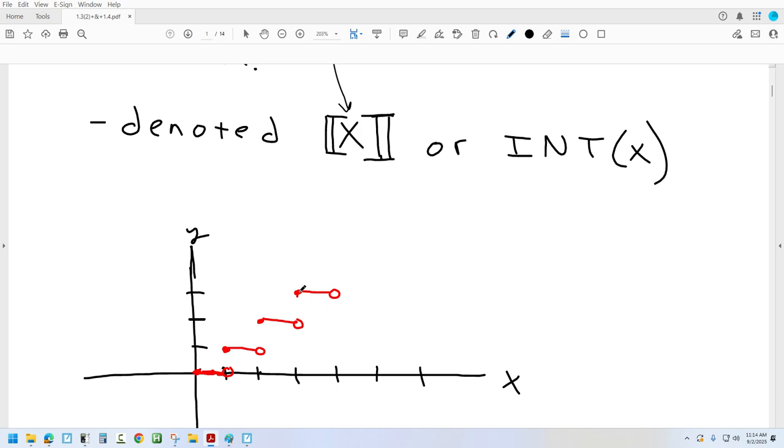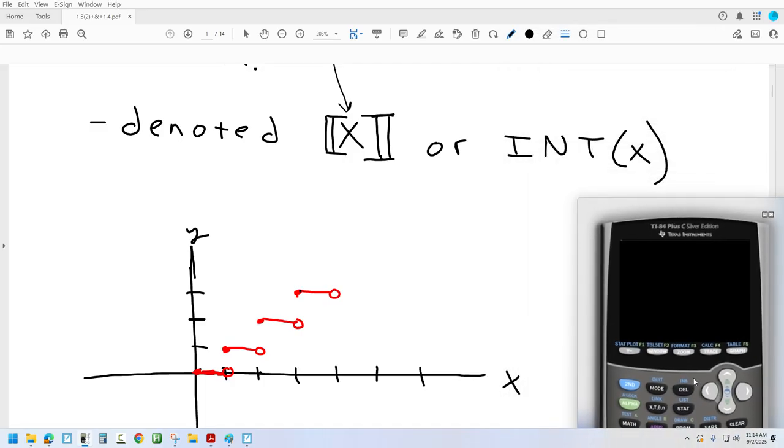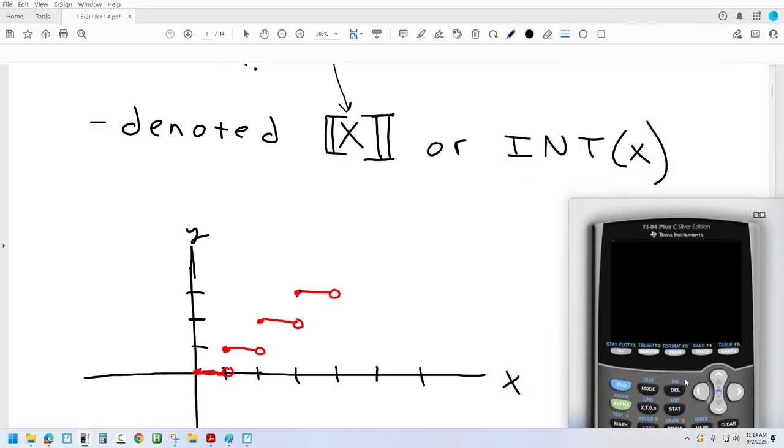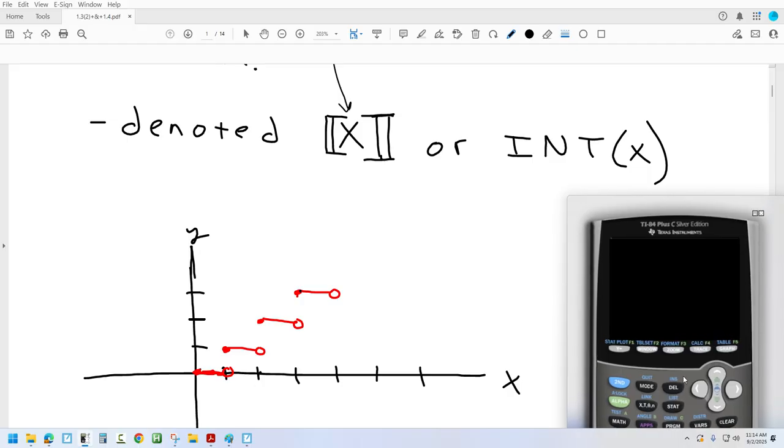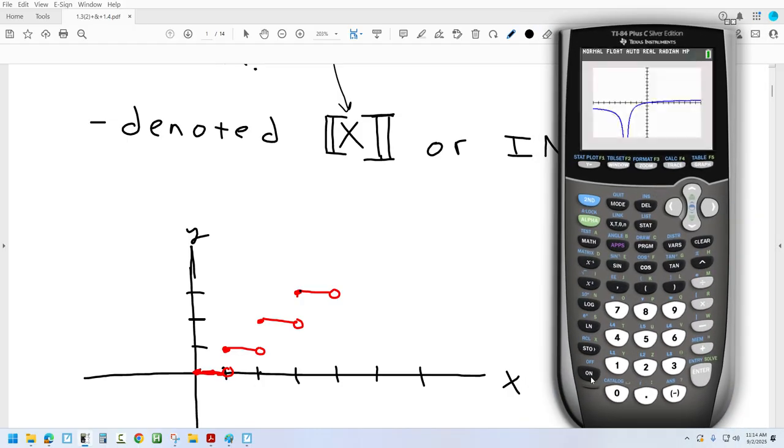You can graph that on the calculator. The notation that you're seeing with the double brackets, that's what our book uses. The calculator uses INT. I'm going to show you where that is. So go to y equals, clear out anything else that's in there.